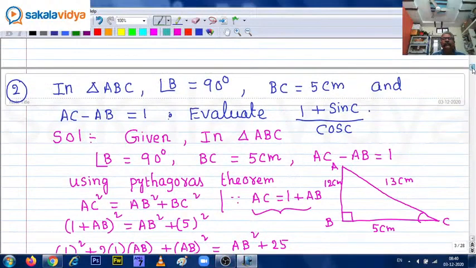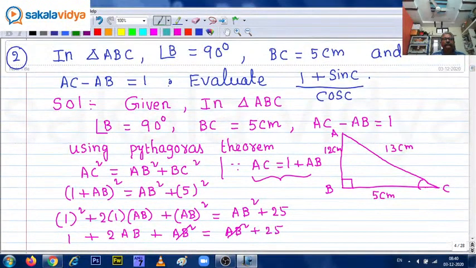See, using Pythagoras theorem, AC square is equal to AB square plus BC square. But AC minus AB is 1 given. So AC is equal to 1 plus AB. Instead of AC, 1 plus AB substituted. 1 plus AB whole square is A plus B whole square formula. 1 square plus 2 times 1 times AB plus AB square is equal to AB square plus, BC is 5 centimeters, so 5 square, 25. AB square gets cancelled. We have 1 plus 2AB is equal to 25.